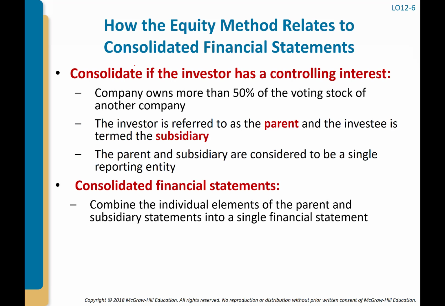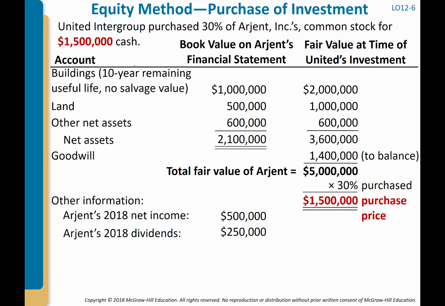So let's see, if we're more than 50%, we will consolidate. That's all I'm going to say. Okay, don't worry about the rest of that. Let's get into the equity method. So now we're in equity method. We can see because we are at 30%.